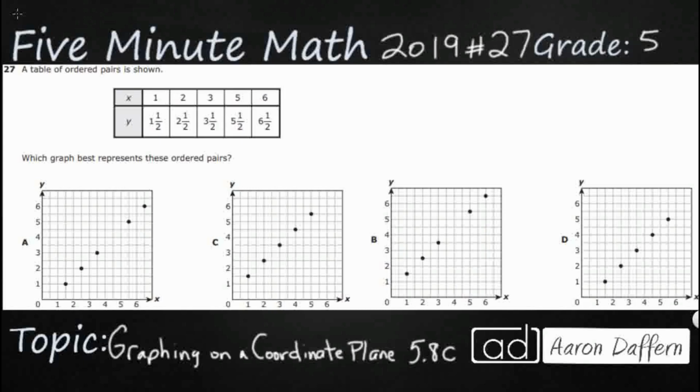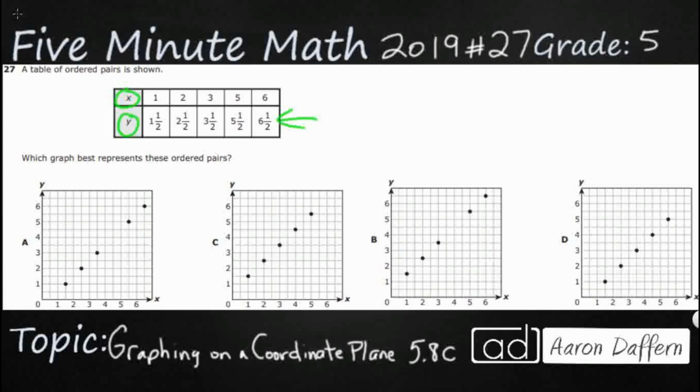So we have a table of ordered pairs. We've got x's and y's right here. And we simply need to find the graph that best represents these ordered pairs. Seems pretty simple, except you've probably noticed that our y's are going to be mixed numbers there. So we're going to have halves.